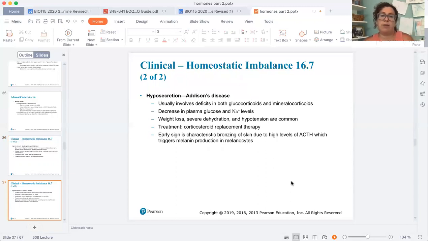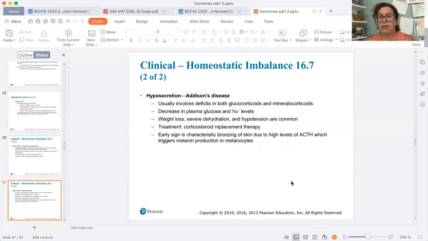And then we have Addison's, which is the opposite. Addison's is the adrenal gland not functioning, so we need to add more adrenal hormones. Usually there are deficits in both glucocorticoids and mineralocorticoids. We get sudden weight loss, severe dehydration, and hypotension. Normally they have to be on some kind of corticosteroid replacement.